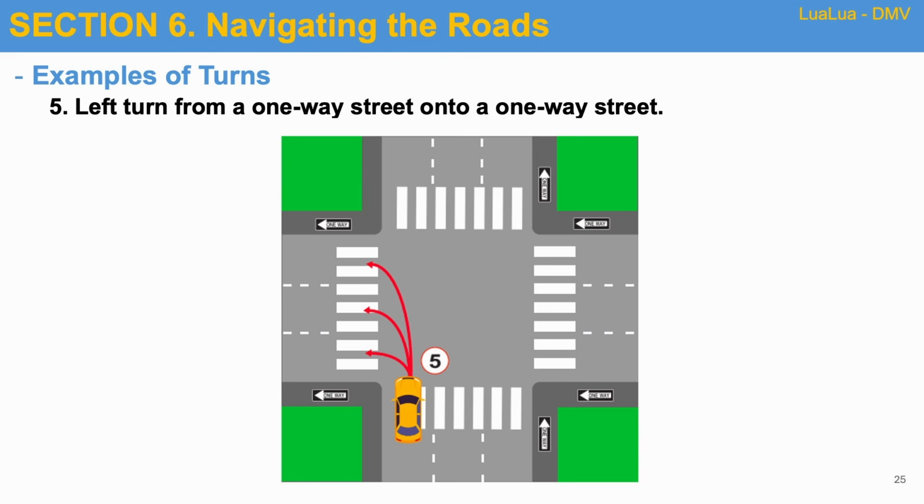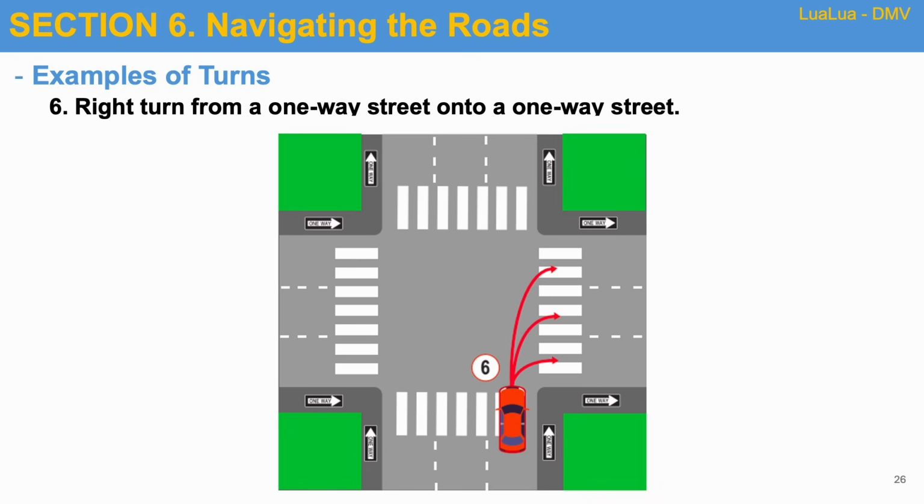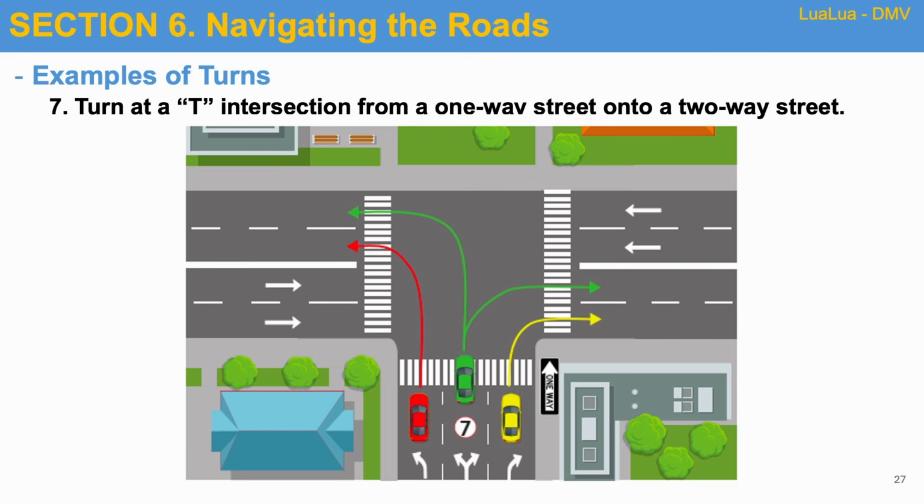If there are 3 or more lanes in your direction of travel, you may end your turn in any lane that is open. 6. Right turn from a one-way street onto a one-way street. Start the turn in the far right lane. If safe, you may end the turn in any lane. 7. Turn at a T intersection from a one-way street onto a two-way street. Traffic going straight through the intersection has the right of way. You may turn either right or left from the center lane.